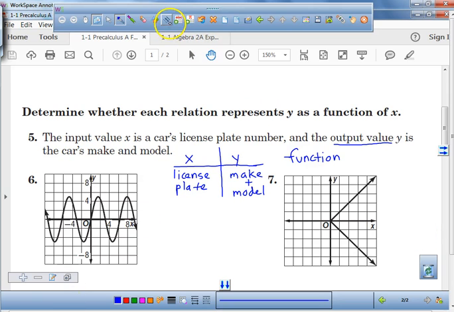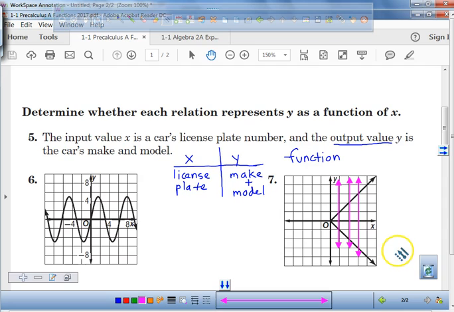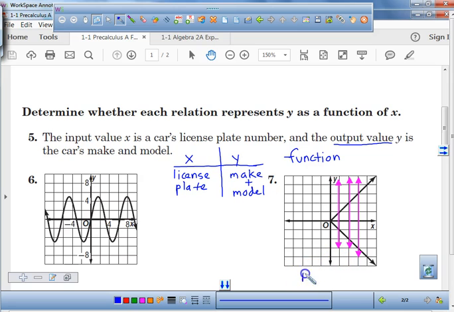We're going to do the vertical line test on problem number 7. Right here, I could draw a vertical line. I could draw a vertical line right here, or right here. I could draw it a lot of places. How many places does it touch? 2. If a vertical line touches a graph more than one place, that lets you know that what? It's just a relation. It's not a function. So this right here would be considered not a function according to the vertical line test.